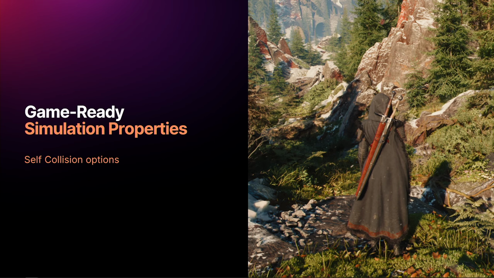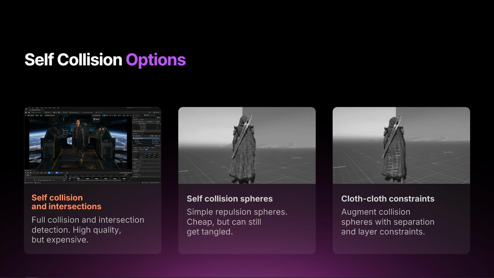So the final simulation property choice I wanted to talk about is our self-collision options. The most expensive option is the full self-collisions with self-intersection detection. This is all the bells and whistles with per vertex thickness, full layering, and intersection resolution. But it can be very expensive, and it would have completely blown up our sub-millisecond budget.